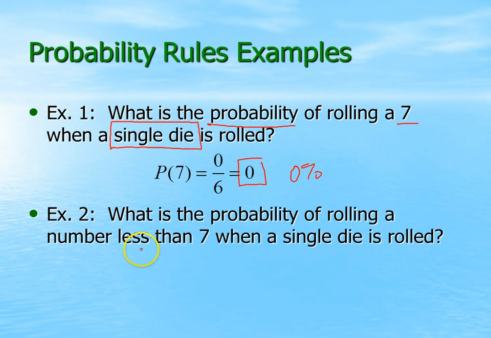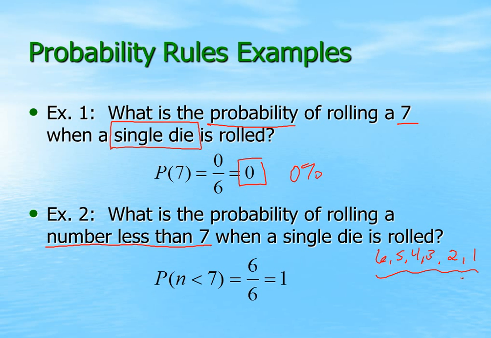What is the probability of rolling a number less than 7 when a single die is rolled? Well, what numbers are less than 7? 6, 5, 4, 3, 2, 1. Well, what's the probability of rolling one of those numbers? 6 out of 6. If you want a number less than 7, you're going to roll one of the numbers that's on the dice. So the probability is 6 out of 6, or 1, or 100%.